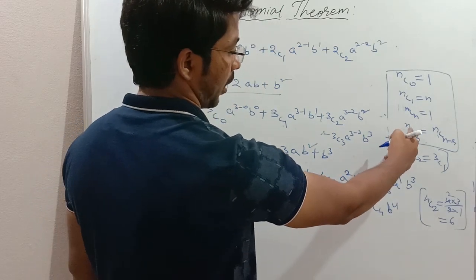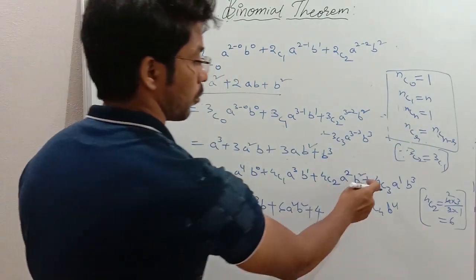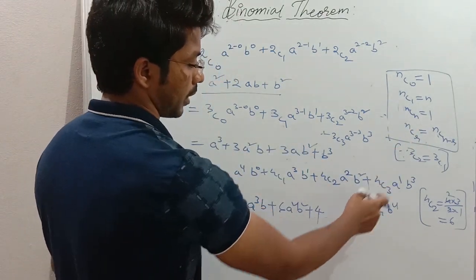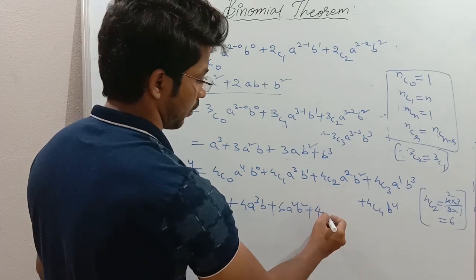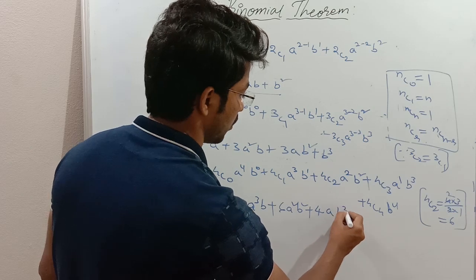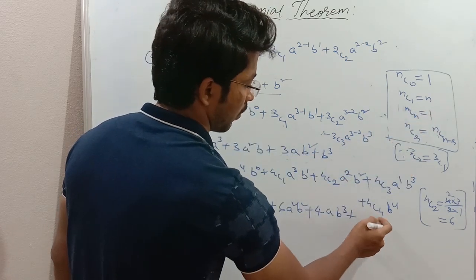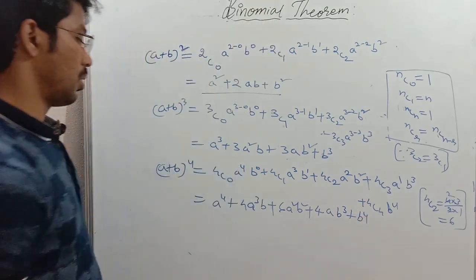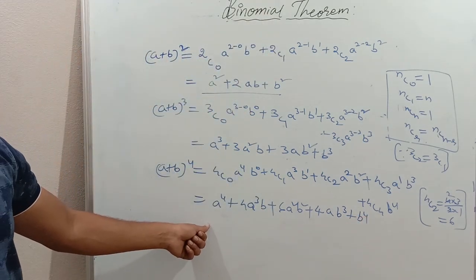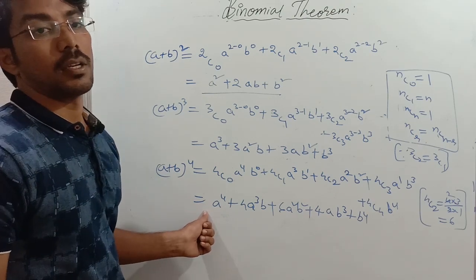Plus 4C3 value is nothing but 4C1, using the formula nCr is equal to nC(n-r). So 4C3 is 4C(4-3), 4C1. 4C1 value is 4. So 4ab cube plus 4C4, which is nCn, value is 1. So 4C4 value is 1. Take b^4. So this is the way you derive the binomial expansions.